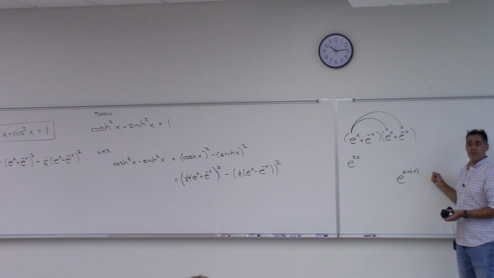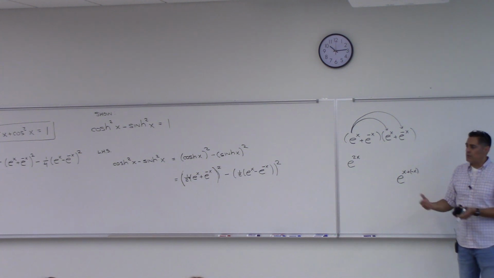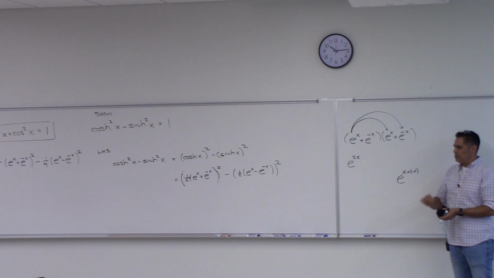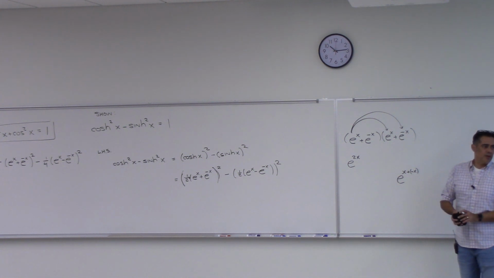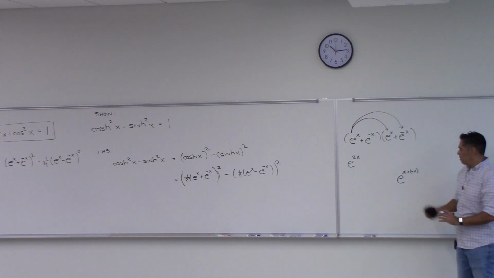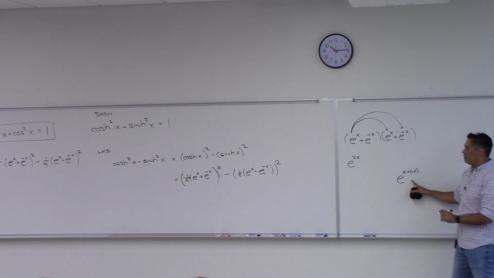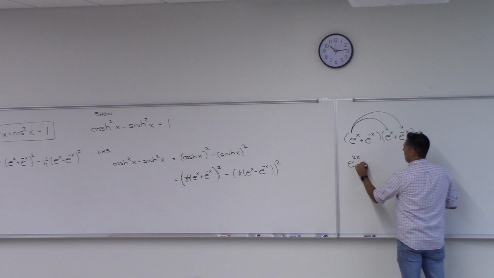E to the 0 is 1, because anything to the 0 is 1 other than 0. 0 to the 0, that's a different story. But any non-zero number to the 0 is 1. So you all okay that the middle one here goes to 1? So plus 1, right, Chris?